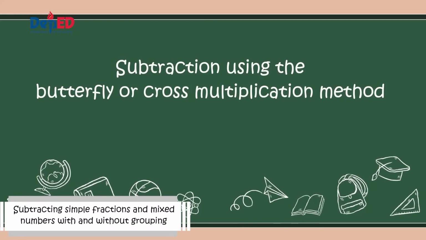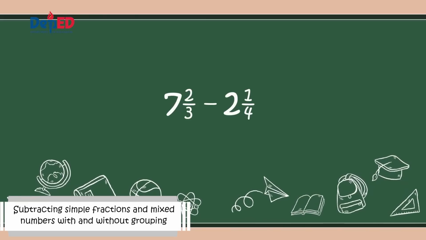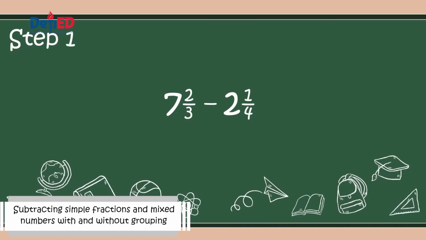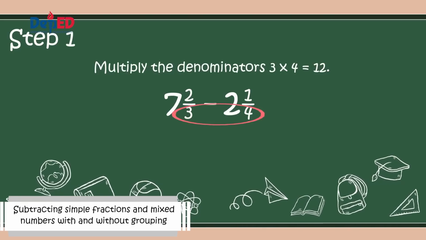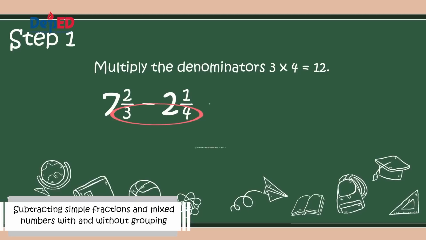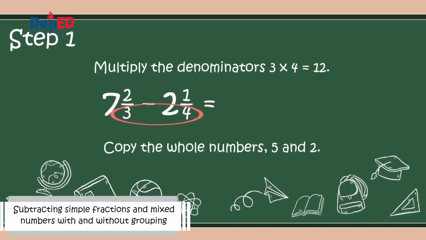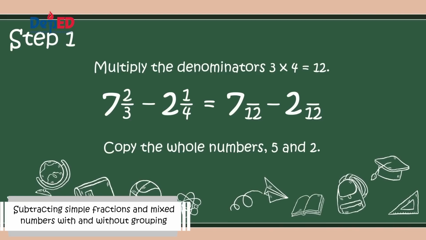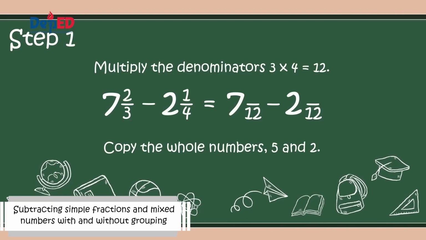Subtract 2 and 1 fourth from 7 and 2 thirds using the butterfly or cross multiplication method. Step 1. 7 and 2 thirds minus 2 and 1 fourth. Multiply the denominators 3 times 4 equals 12. 12 is the common denominator. Copy the whole numbers 7 and 2.